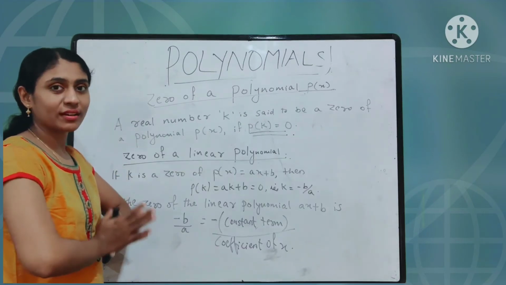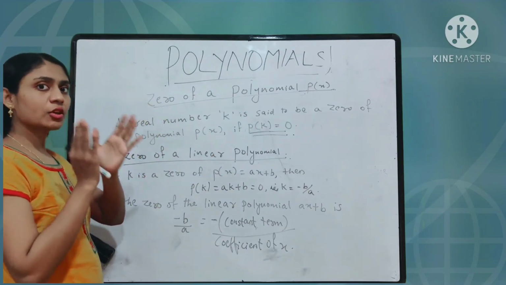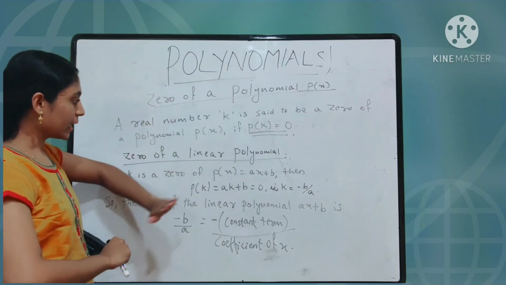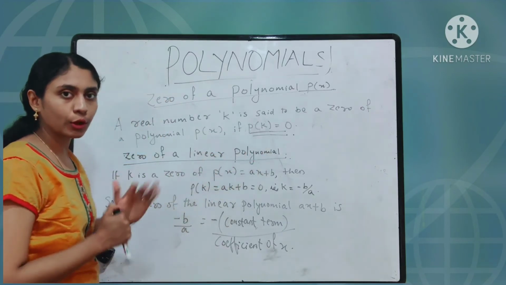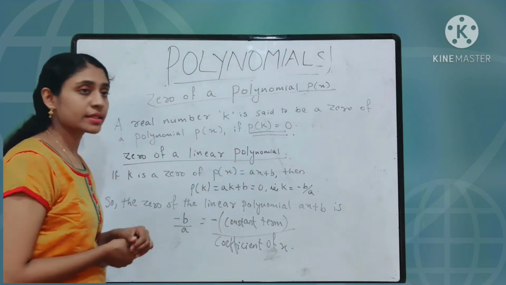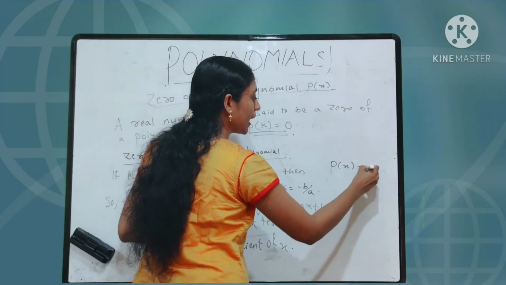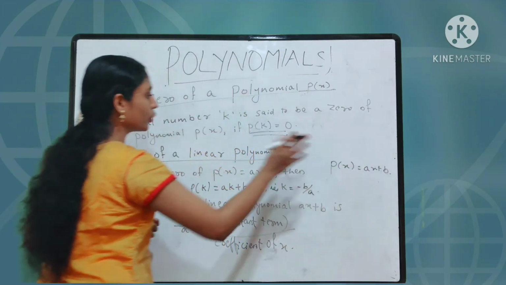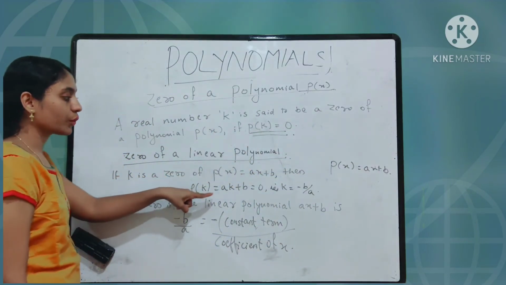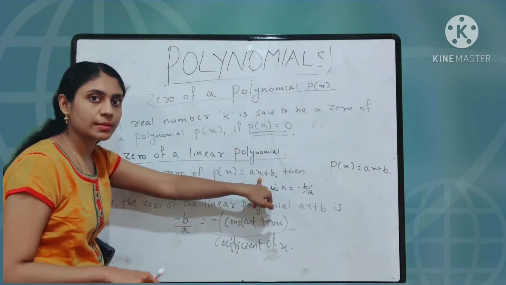So how can we generally define 0 of a linear polynomial? This is the case of a 0 of a polynomial in general form for all the polynomials, 0 of a polynomial p of x. Here particularly 0 of a linear polynomial, how can we define it? If k is 0 of p of x is equal to ax plus b, because in case of a linear polynomial it is of the form ax plus b. So if the polynomial is ax plus b and if k is a 0 of that polynomial, then p of k is equal to 0. That means p of k is ak plus b. Instead of x we are substituting k.